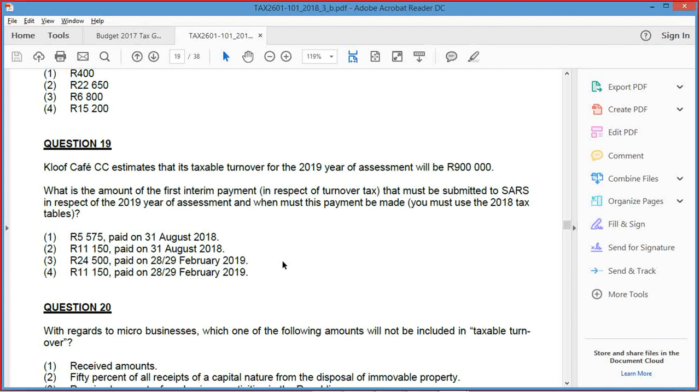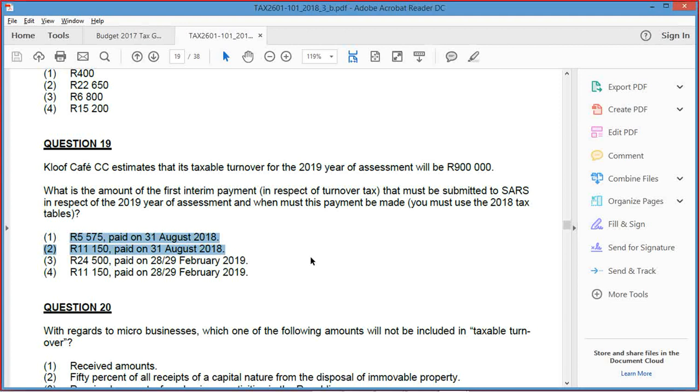Question 19 was looking at turnover again, and here they were looking at the first interim payment. That's important, because when you see interim payment, you should be thinking about what? Provisional payments. Yes, sir. So if it's a provisional payment, when is the first one made? Before August, sir. Yes, so 31st of August would be possible as an option. So we're either going to choose 1 or 2.